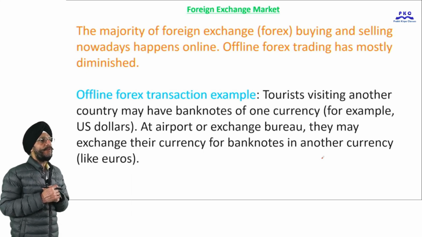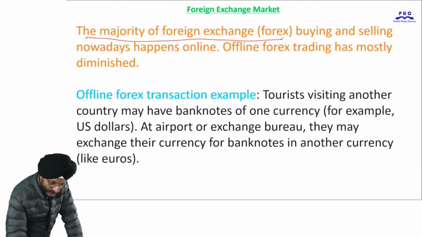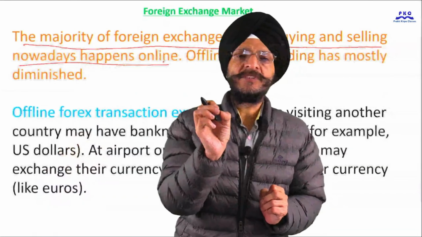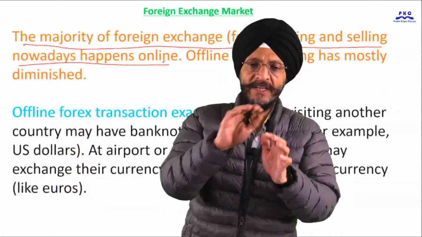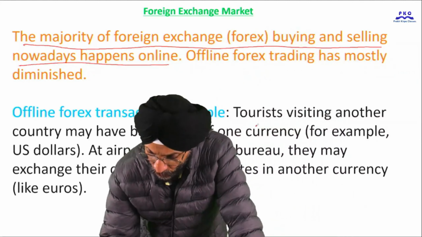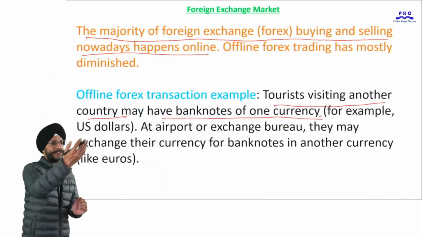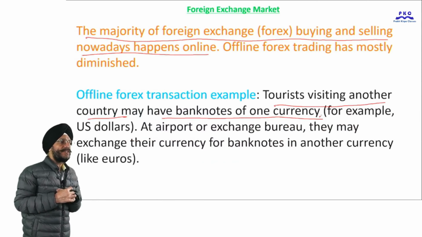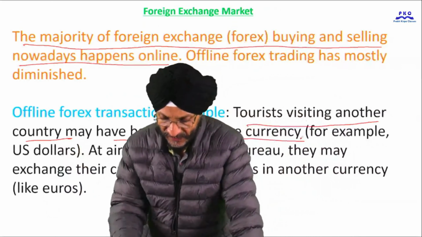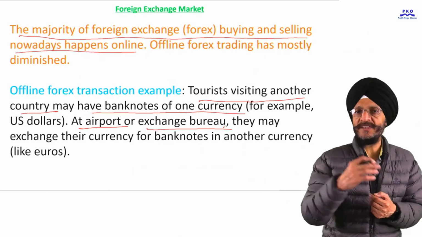The majority of foreign exchange buying and selling nowadays happens online. Sometimes only a minor share of forex market trading takes place offline. For example, tourists visiting another country may have banknotes of foreign currencies. If someone from the USA is visiting India, he may be having US dollars with him. So at the airport or exchange bureau, they will exchange their US dollars for Indian currency.